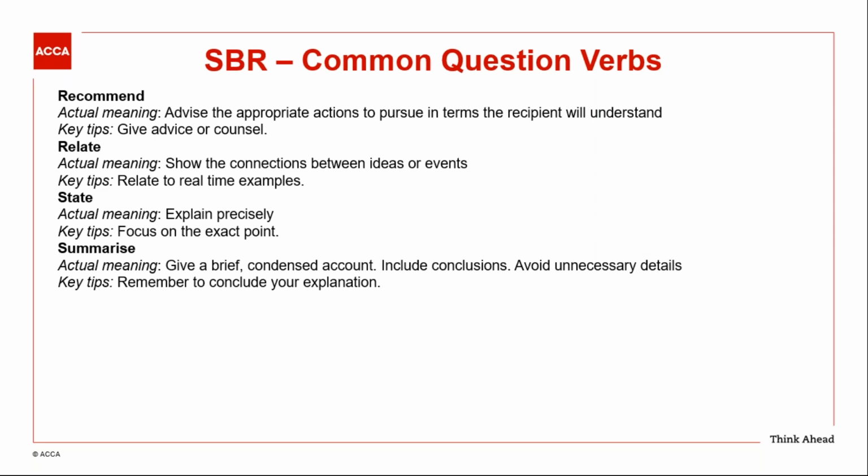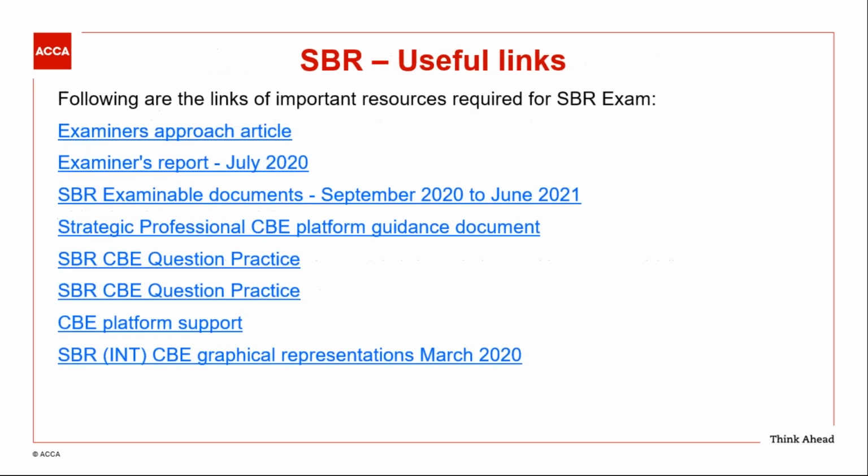Summarize means the same thing. You have to give a very brief explanation of something. You're not supposed to give a detailed explanation. You have to give a brief explanation, a condensed account. Condensed account means a very small amount of discussion is required there, not a detailed discussion, but a brief discussion for that specific item is required.